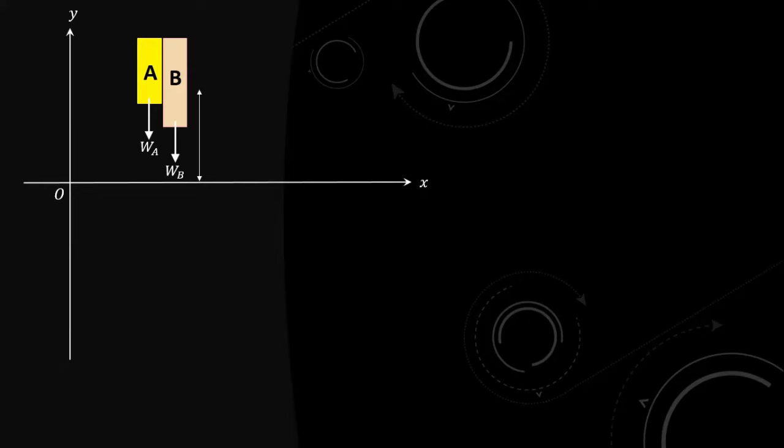Students, as we know, for this object B, let YB be the distance of object B on the y-axis. In the same way, YA is the distance of object A on the y-axis. That's very simple, right? Okay, students, how to find center of mass to the y-axis? That's very simple.